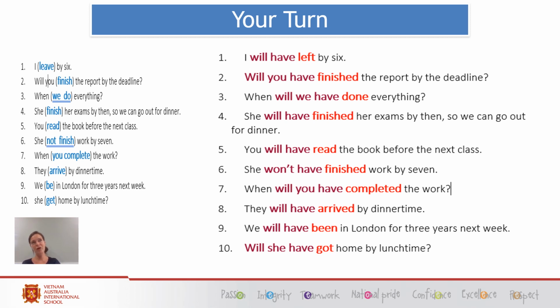So again, maybe a bit more tricky, maybe not quite as straightforward, but I hope you had a good go and you can see that the formula is the same. Will have, it will be, it's not completed, but it will be completed at some point in the future. And that, for this lesson, is all you need to know about the future perfect in the simplest form. Hopefully you smashed it.